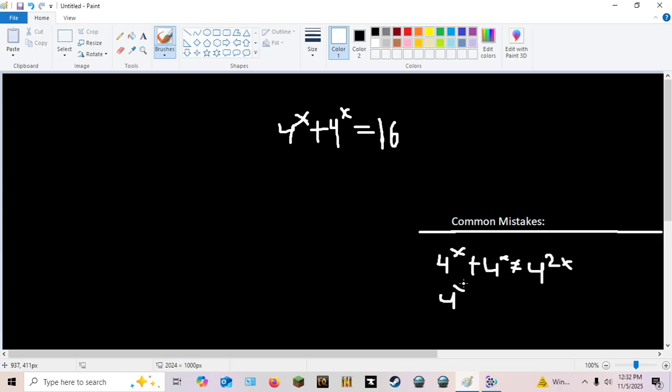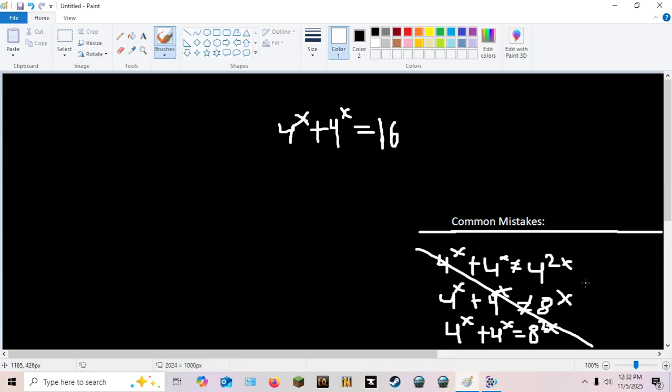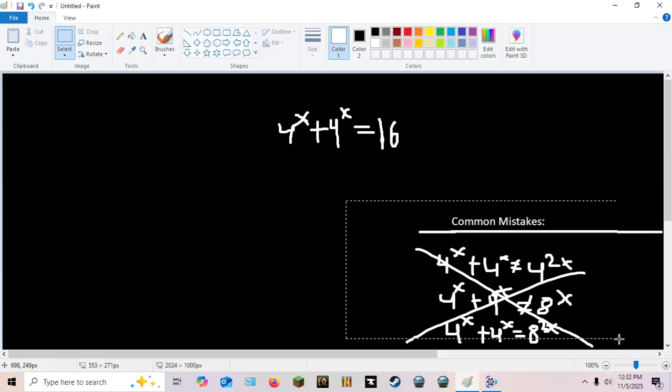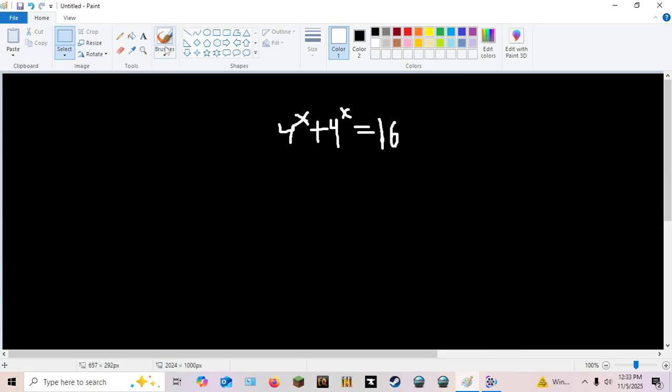The second mistake is when you think the bases are the same and the exponents are the same, you can add the bases but keep the exponent, but this is not actually true. The last mistake is adding the exponents and bases. None of these are correct. No. Do not follow that. Instead, let's follow this.